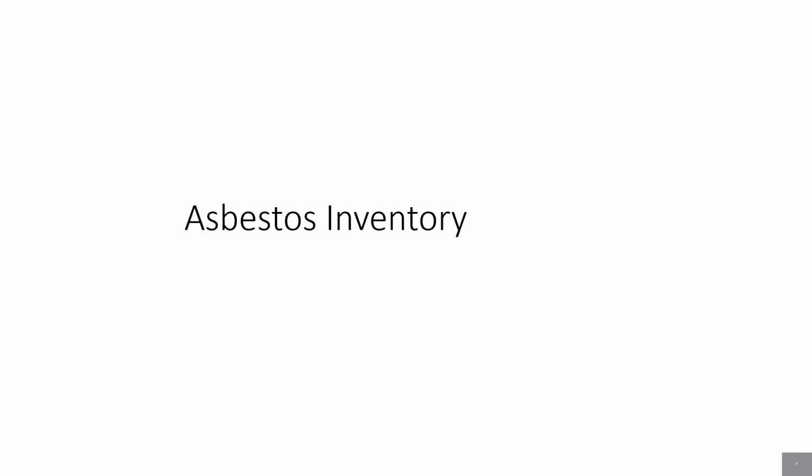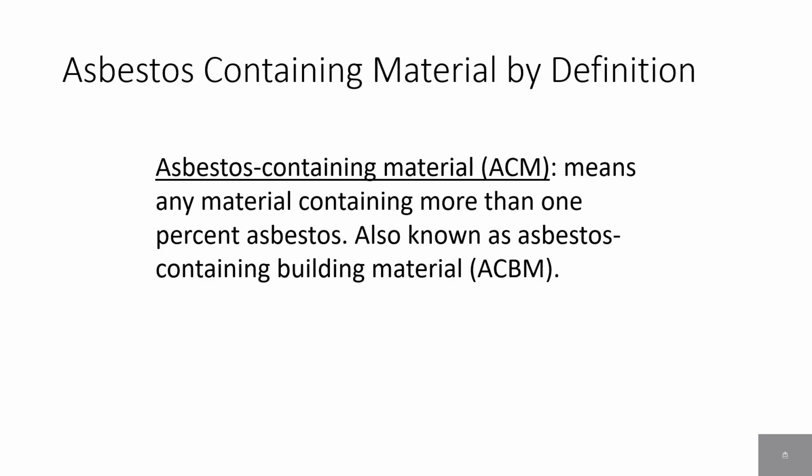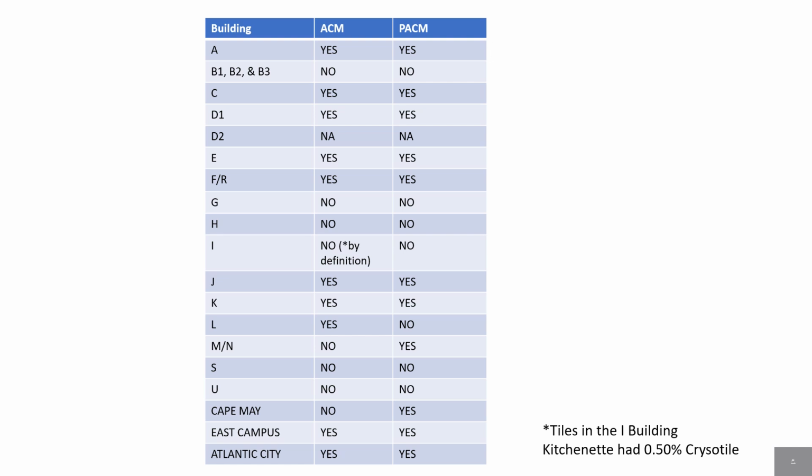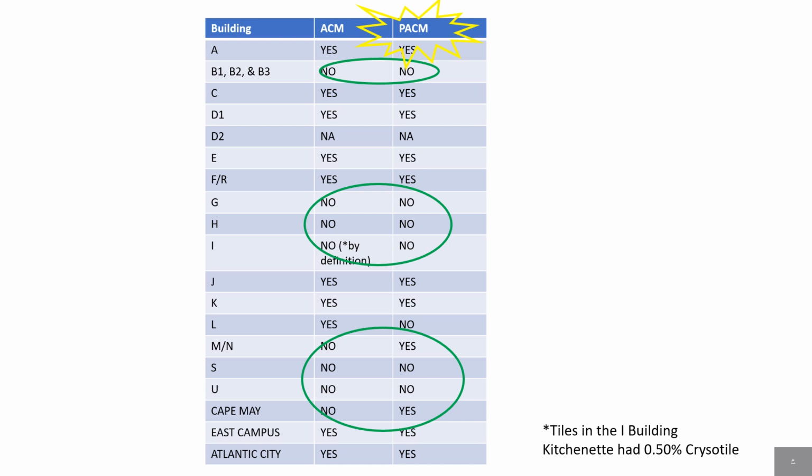Asbestos inventory. Before we discuss the asbestos inventory, I just want to go back to the definition of asbestos-containing material. It means any material containing more than 1% asbestos. This is a quick table showing what buildings we actually discovered asbestos-containing materials in, what buildings have presumed asbestos-containing materials, and what buildings have none.